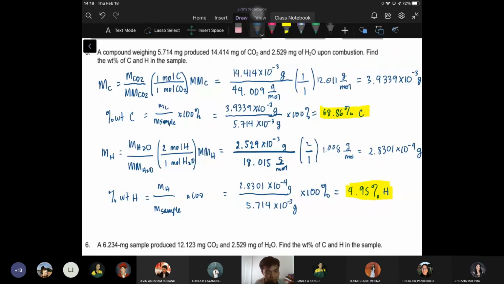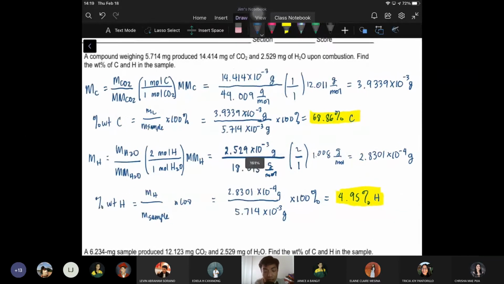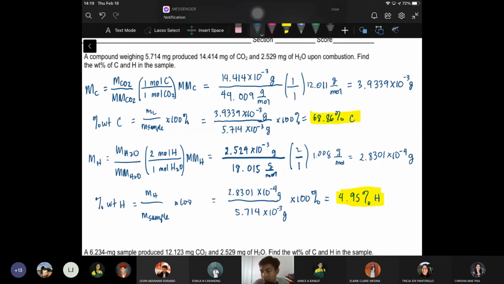Okay, so ganun lang. That's how we do combustion analysis in analytical chemistry. Kunwari, I ask you, what is the percent oxygen? Suppose that our sample contains oxygen.